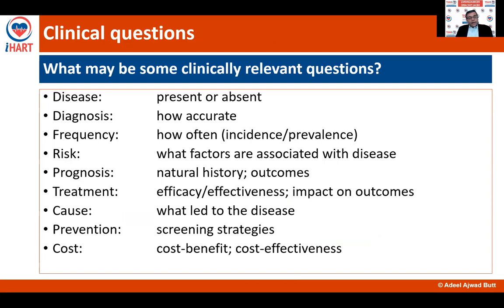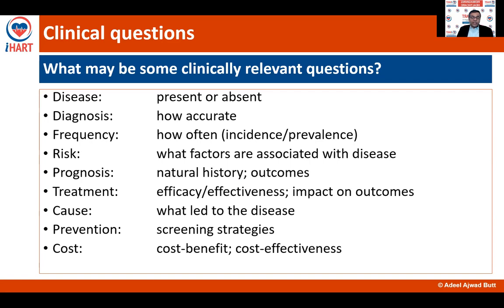So when you're designing or developing research projects, what are the clinically relevant questions that you can ask and answer? You can ask about the presence or absence of a certain disease or diagnosis, the accuracy of that diagnosis, the incidence and prevalence of the disease or a condition in specific populations or subpopulations. You can look at the factors associated with the disease, the natural history of whichever condition you are studying and the outcomes of that condition, the efficacy and effectiveness of treatment and its impact on outcomes.